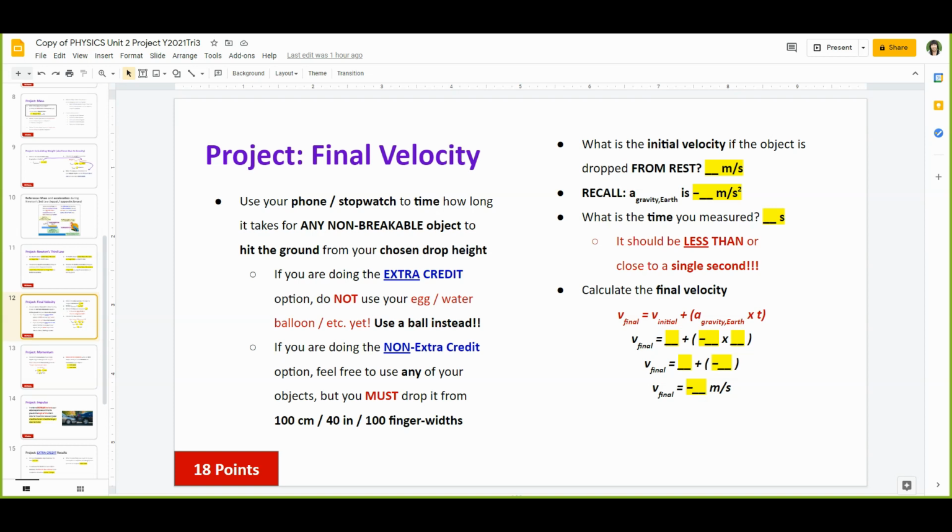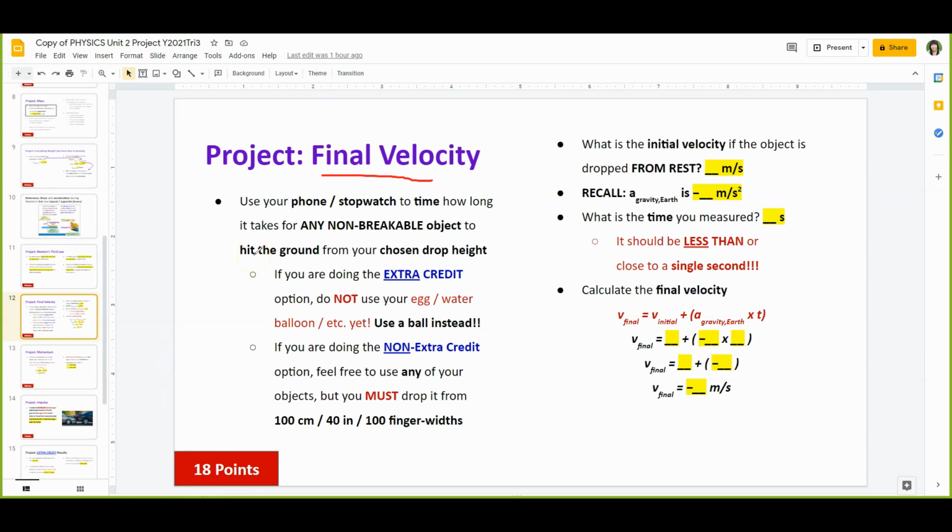Hello students, this is the help video for slides number 12 and 13 of the Unit 2 project for physics, the drop project. So let's go ahead and take a look at this slide. On this slide we're talking about the final velocity of your object before it hits the ground.